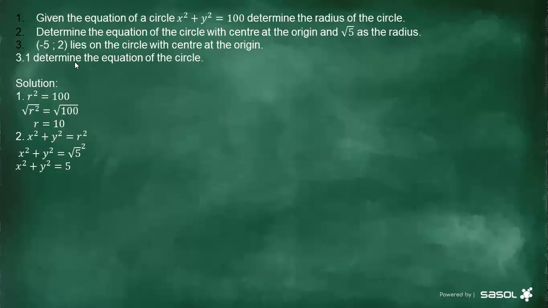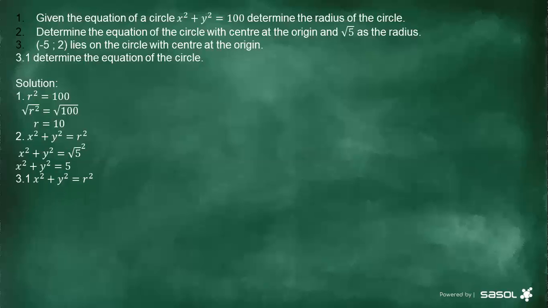All right, number 3. The point (-5, 2) lies on a circle with the center at the origin. Determine the equation of the circle. You see, that is the question that I just spoke about, where you are given a point on the circumference of a circle and then you are asked to determine the equation of the circle.